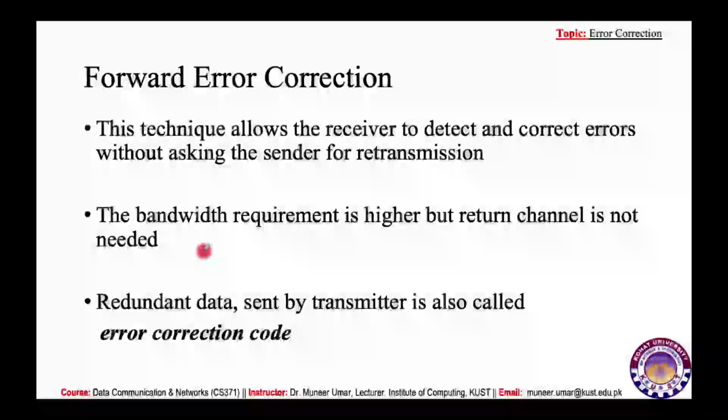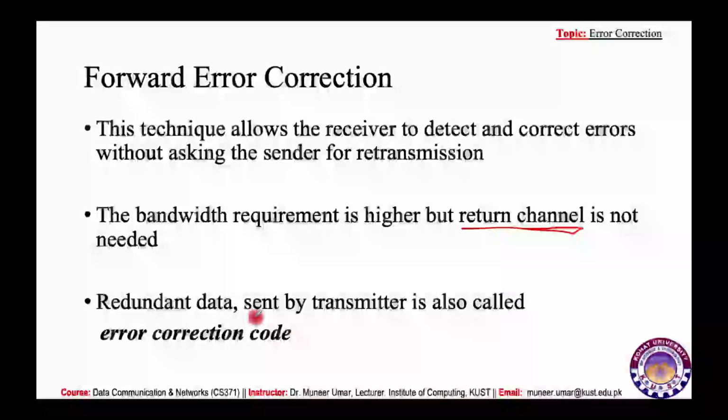If there is less potential, if there is less chance of error, or the medium is not at its worst condition, then the bandwidth requirement would be higher as compared to the backward error correction. But the return channel for acknowledgement or for the information about the delivery would not be needed for the receiver.